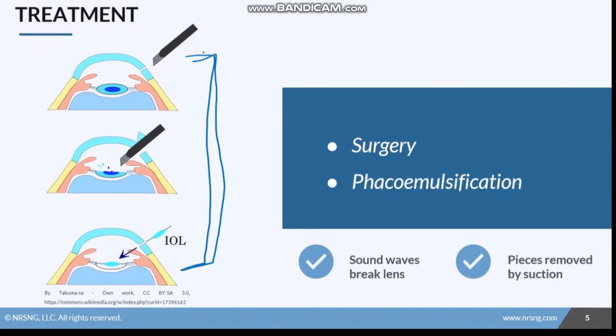So what happens is they make a slit in the eye so they can access the lens. Once the lens is accessed, they place a little probe in here so sound waves can help break up the lens, and then it can be removed by suction. So we're breaking up the lens. Okay. And then it is removed by suction.